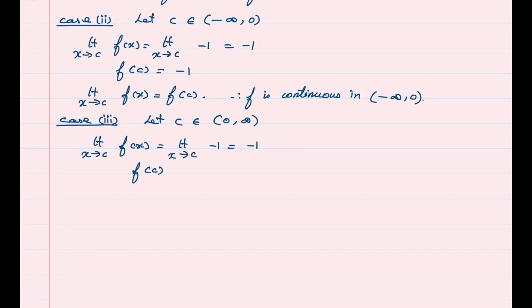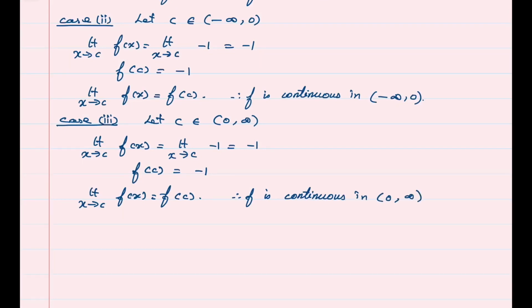f of c equal to, c is positive in this case. For x greater than or equal to 0, the definition is minus 1. The limit as x extends to c of f of x and f of c are equal. Therefore, f is continuous in the open interval 0 to infinity. Therefore, f is continuous in R. There is no point of discontinuity.